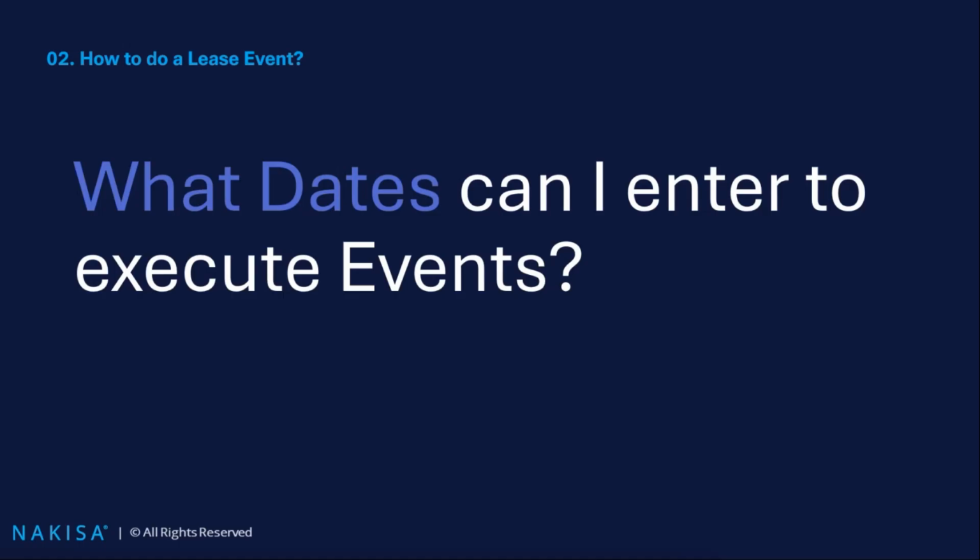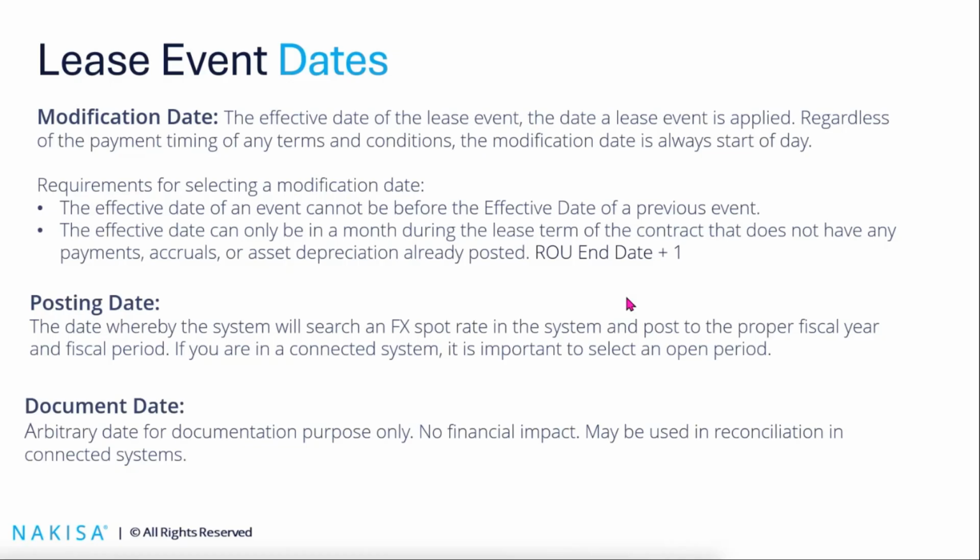Now, what dates can I enter to execute my event? Let's go through that. See the modification date. The effective date of the lease event, the date a lease event is applied, is where our modification date is, regardless of the payment timing of any terms and conditions. And the modification date is always at the start of the day.